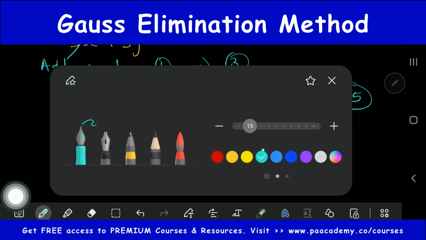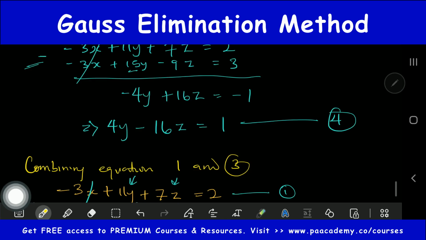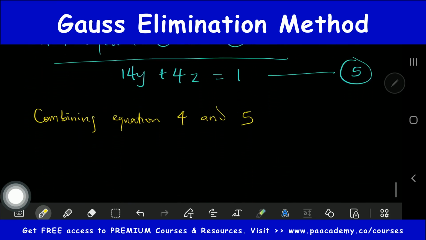All right, so now the next thing we want to do is we want to combine. So I'm going to be combining equation 4 and 5. All right, so remember our equation 4. So this is our equation 4 right here, which is 4y minus 16z equals to 1. So I'm going to be having it here. 4y minus 16z equals to 1. And then our equation 5 is 14y plus 4z equals to 1.